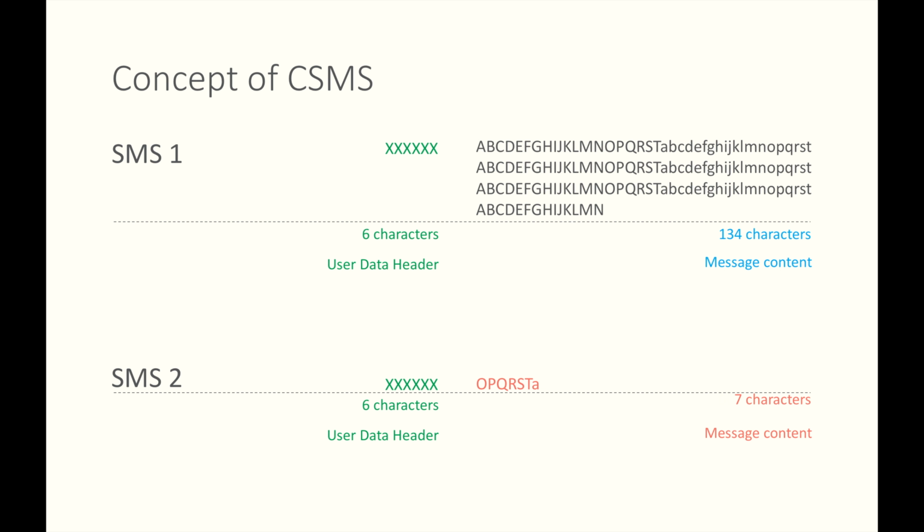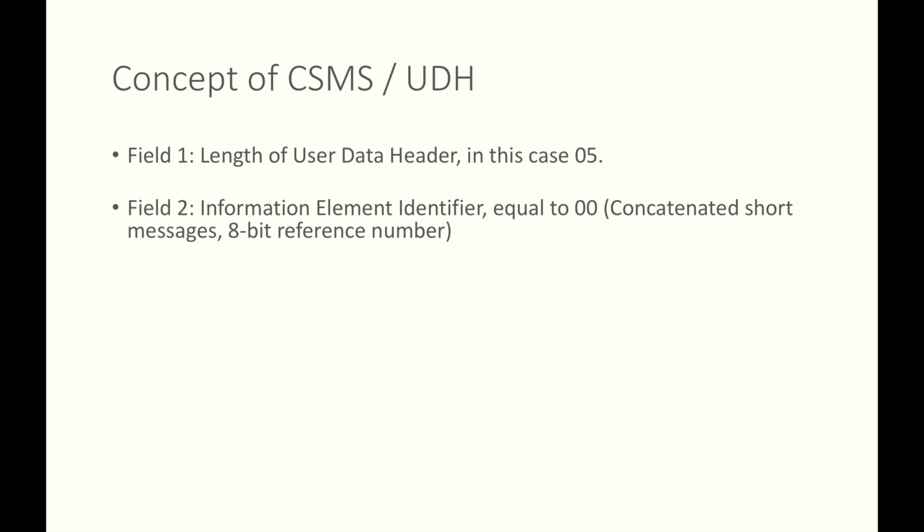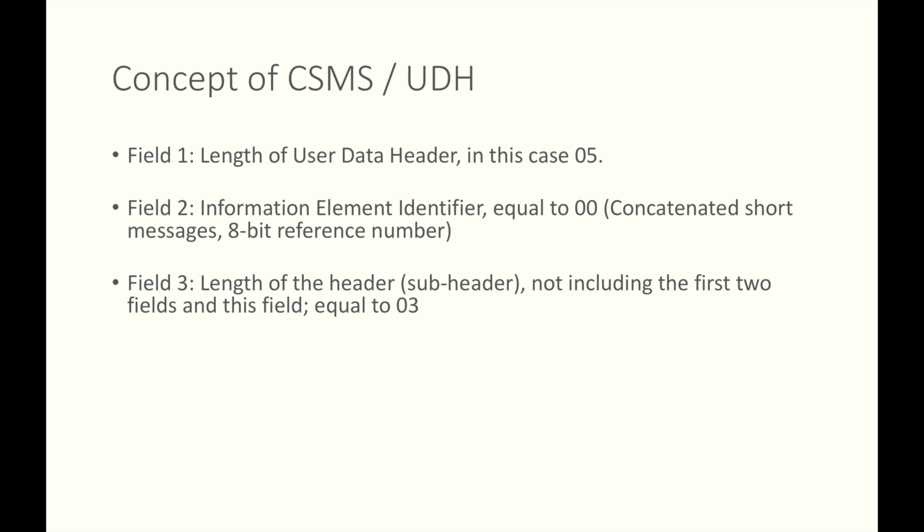So what exactly is in that user data header? There are 6 fields in it, typically. Each field takes up 1 byte. The first field is the length of the user data header. We need to add up the length of the second, third, fourth, fifth, and sixth fields. Usually, it is constant and equal to 5. Skip the second field, we'll come back soon. The third field is the length of the subheader. You need to add up the length of the fourth, fifth, and sixth fields. Typically, the third field is a constant and equal to 3.